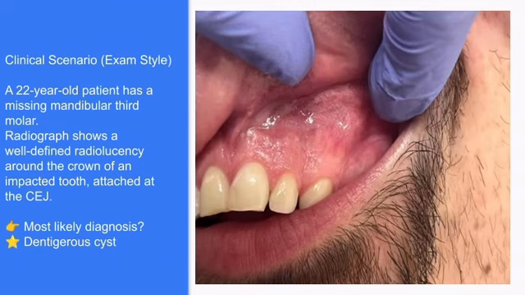So the key takeaway we should always remember is that the crown is inside the cyst, root is outside, attached at CEJ, with slow-growing corticated radiographic margins. Remember these 3 points, get these right, you will never confuse it with AOT.